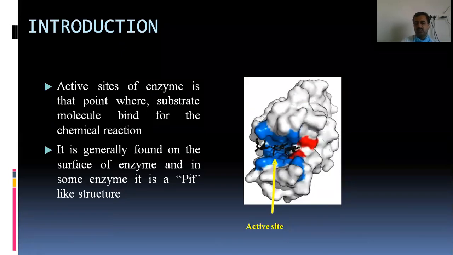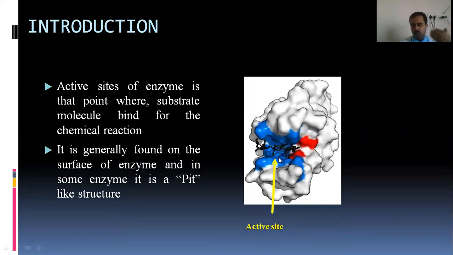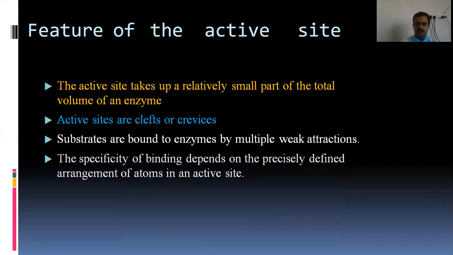Now, this active site of an enzyme is that point where the substrate molecule binds for the chemical reaction to happen. If you see again this diagram itself, you can easily see that this is the active site and this is the substrate that has been bound to this particular active site of an enzyme. It is generally found on the surface of the enzyme, and in some enzymes it is a pit-like structure. Pit-like structure means it is a dent-like structure. It is a small hollow portion that comes in the active site of an enzyme.